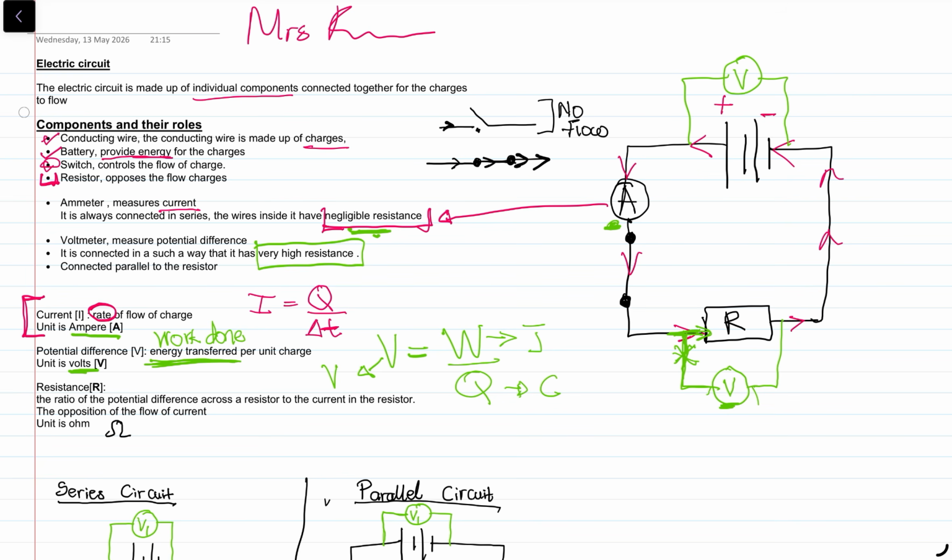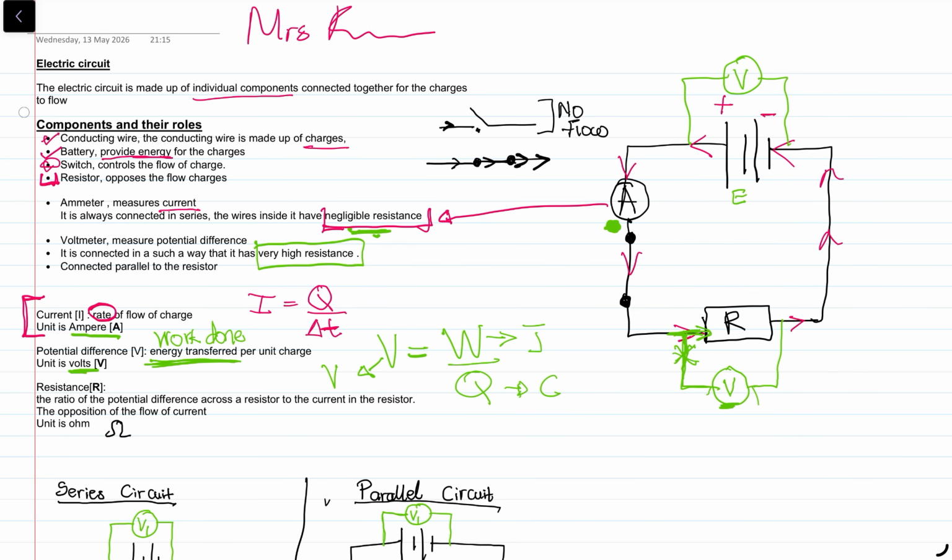Just a summary, let's talk about the circuit again. Your circuit has a battery. A battery is there to provide energy, right? Energy to what? To the charges to flow. As the charges are flowing, we can measure the rate of the flow of those charges using an ammeter. Then they flow through a closed switch. If the switch was open, they would not flow through it. So they go through the closed switch and through the resistor. They won't go to the voltmeter because it has very high resistance. And then they go back to the negative terminal.